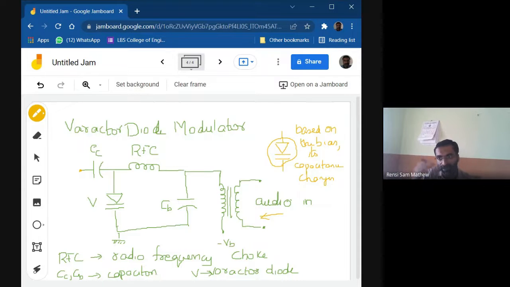I am not drawing that oscillator. Okay, so this is a part of the oscillator, and when the bias voltage changes, depending upon this audio voltage, the bias here changes.